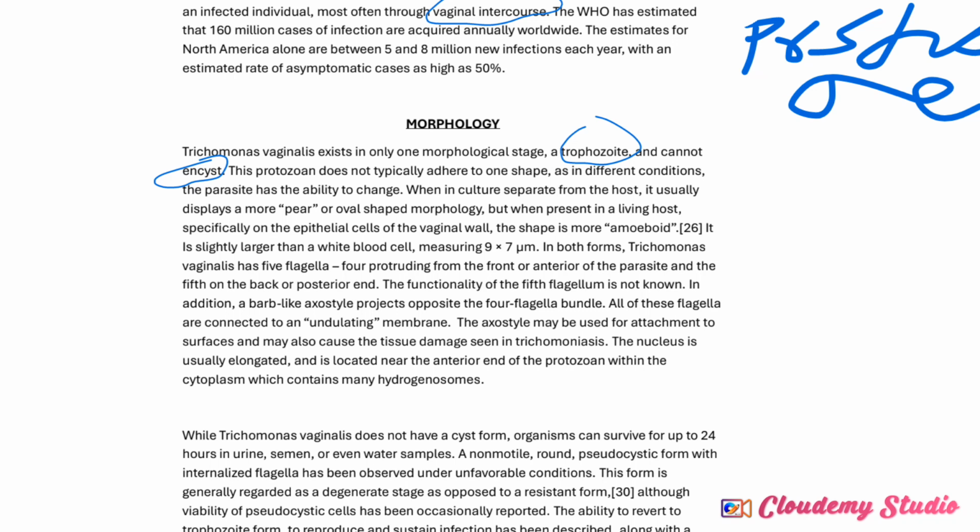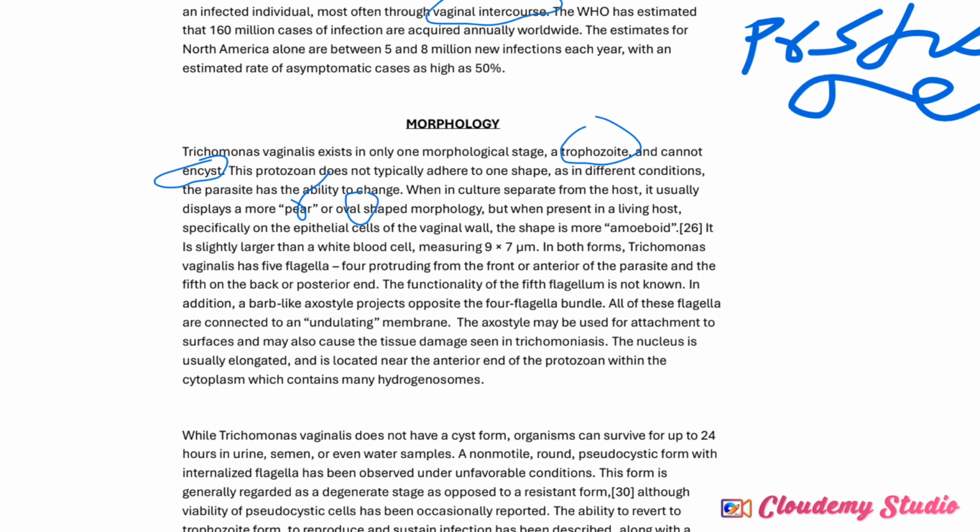The protozoan does not typically adhere to one shape, as in different conditions it might change its shape. They often display themselves as pear-shaped or oval-shaped, while in some cases they can appear as oblong. They can be amoeboid in shape as well. They are slightly larger than a white blood cell, measuring about 9 to 7 micrometers in both forms.